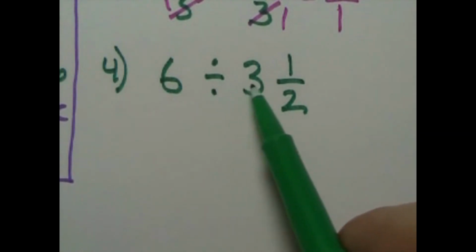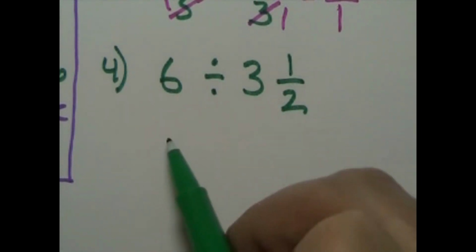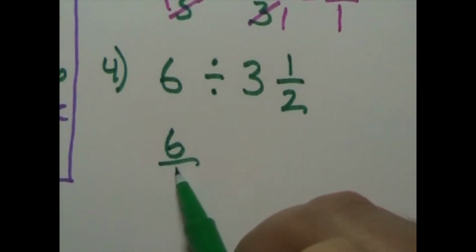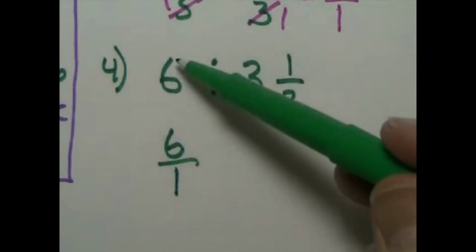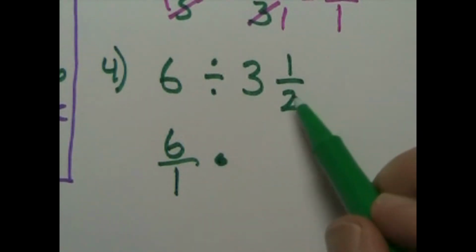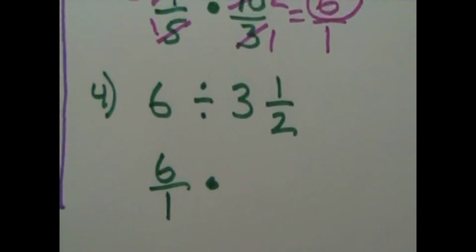Number 4, we have 6 divided by 3 1/2. So I'm going to write it down below here. I have 6, and I'm going to put a 1 under it. It's a whole number. And so I'm going to freeze it, change it, and flip this. But wait, I can't flip it till I make it into a fraction.